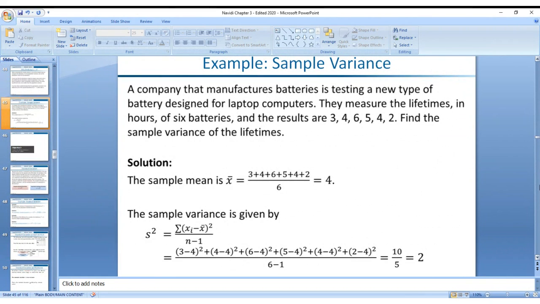All right, the sample variance works like this. It has to be done on a sample, of course, and this says a company that manufactures batteries is testing a new type of battery designed for laptop computers. They measure the lifetimes in hours of six batteries, and it's just 6 batteries. It's not all the batteries. The results are 3, 4, 6, 5, 4, 2, and it says find the sample variance of the lifetimes. All right.